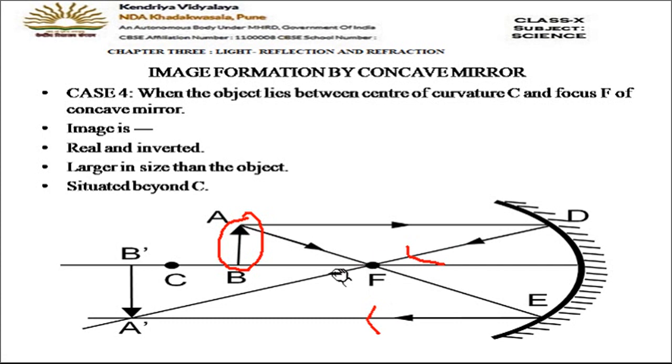Now this is one reflected ray and this one is the second reflected ray. Fine, now these two are meeting at this point A dash, right, and so here the image will be formed, and you can see that rays are actually meeting, so the image is real, and it is formed below the principal axis, so it is inverted, so the image formed is real and inverted. And you can observe here that the size of the image is bigger, a little larger than the object. Okay, so the image formed is a little larger than the object.